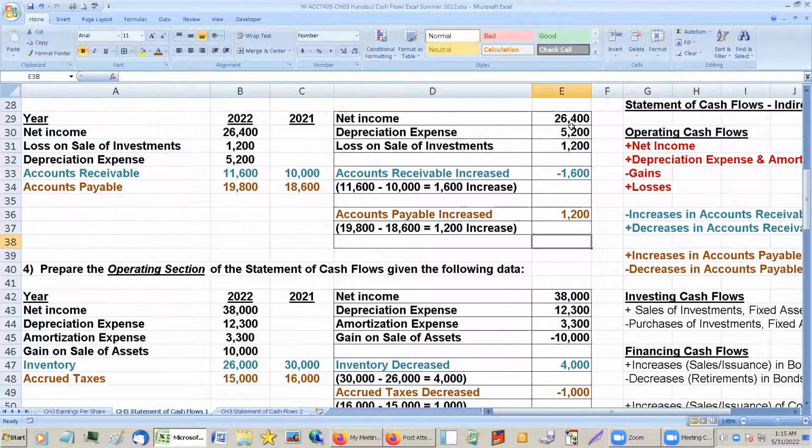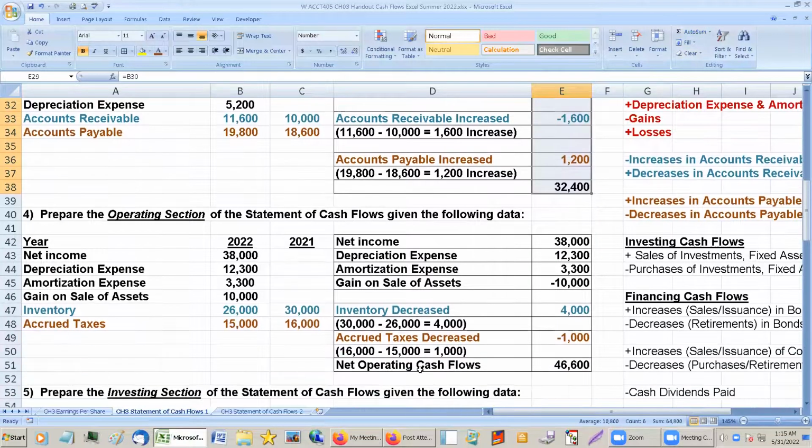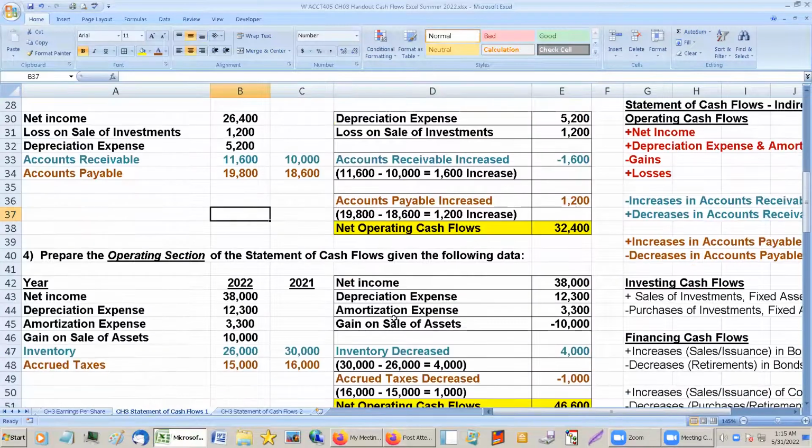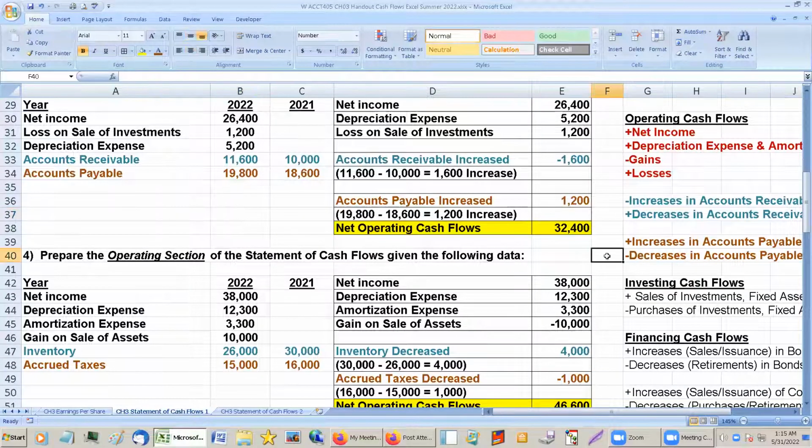Oh, I didn't do the net operating cash flows over here. I'm sorry. Let's do those. Make sure you fill that in, even though I forgot. Fill that one in. Number 3.